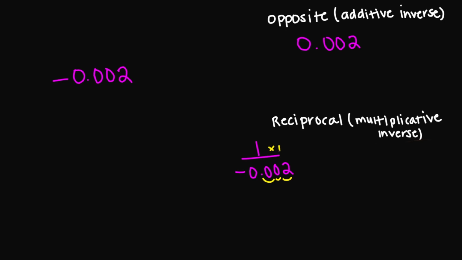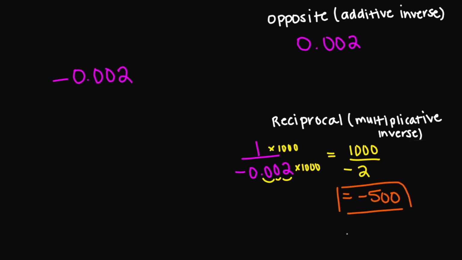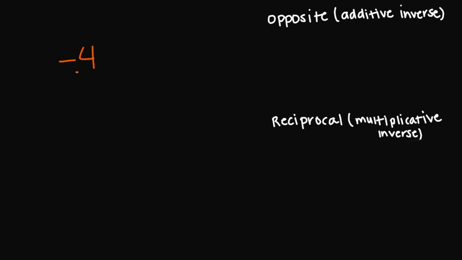So I am going to multiply my top and bottom here by 1,000 to get rid of the decimal in my denominator. Your numerator here, you're going to get 1,000, and then your denominator here, you're going to get negative 2 as your answer. Now, when we divide 1,000 divided by negative 2, your answer here is going to be negative 500. So your reciprocal here is negative 500, and then your opposite is going to be a positive 0.002.